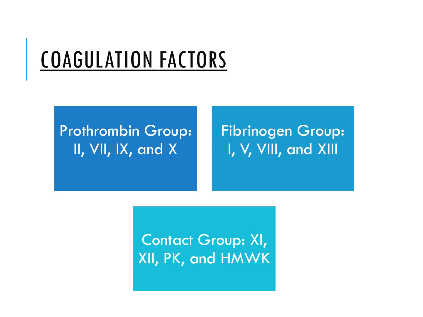Our first group is the prothrombin group. This group is going to include factor 2, factor 7, factor 9, and factor 10. The second group is the fibrinogen group. This will include factor 1, factor 5, factor 8, and factor 13. And the last group is the contact group, which includes factor 11, factor 12, prekallikrein, and high molecular weight kininogen, or sometimes we just call that one HMWK.